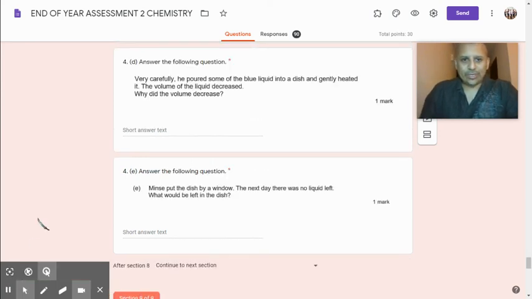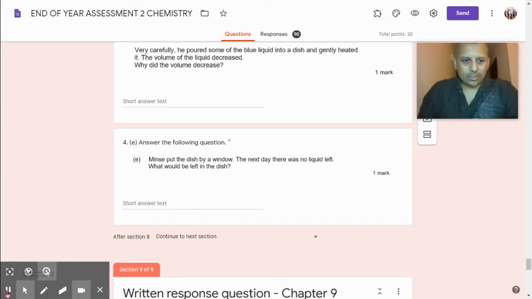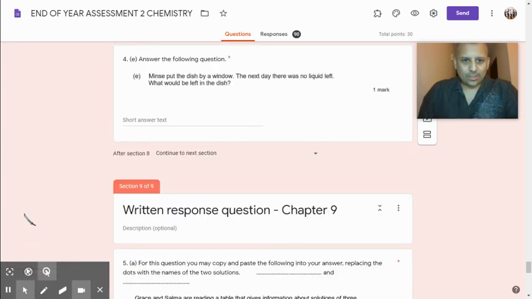The volume of the solution decreased when Minsay gently heated the liquid because the water was evaporating. It was turning into a gas. For that one, you had to be very, very clear and very, very careful with your description. After having done that experiment, he leaves it by the window. Next day, no liquid left. What would be left in the dish? Copper sulfate crystals would be left. You had to specify crystals.